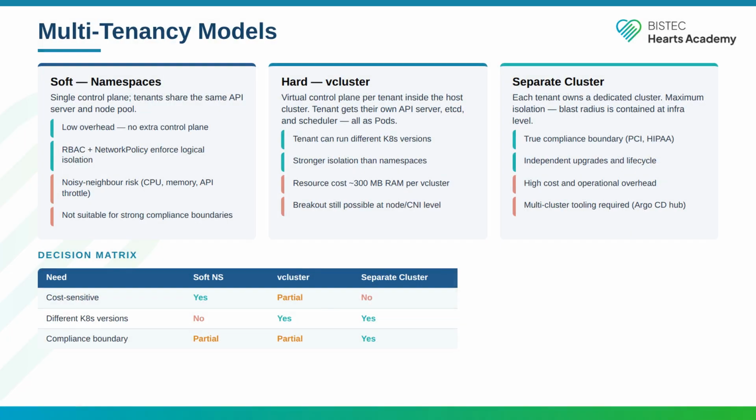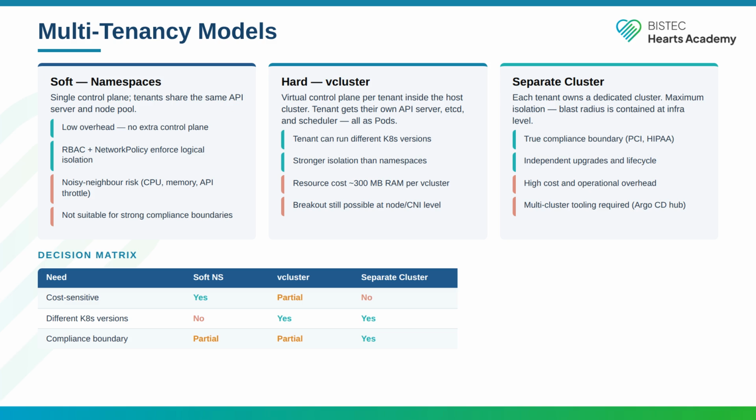There are 3 multi-tenancy models, and the choice matters more than most teams realize. Soft tenancy via namespaces is the default because it is cheap and operationally simple. You get RBAC, resource quotas, network policy, and pod security standards. That is enough for most enterprise internal platforms, but it is not a hard boundary. The kernel, the CNI layer, and the node are still shared across tenants. If one team saturates the API server with a misbehaving list watch, every other tenant feels it.